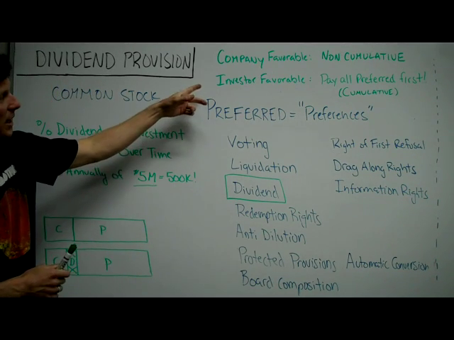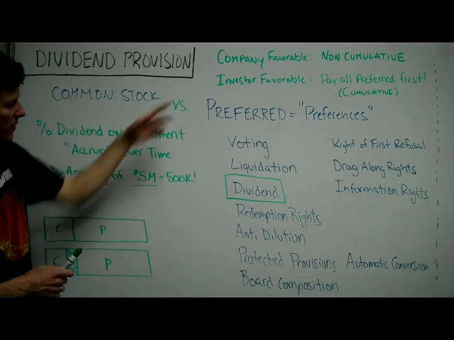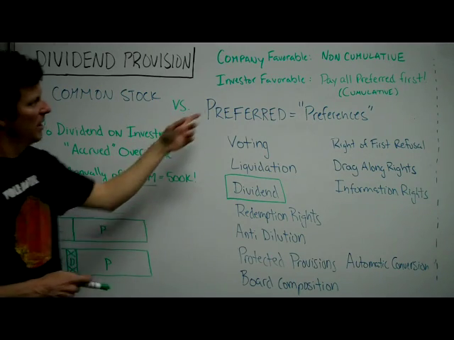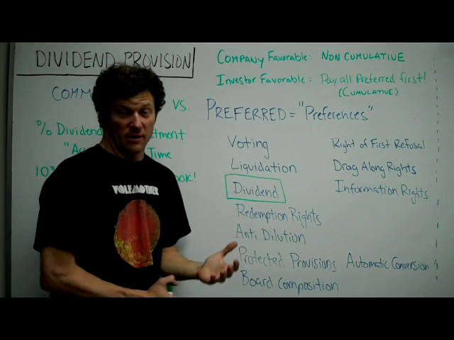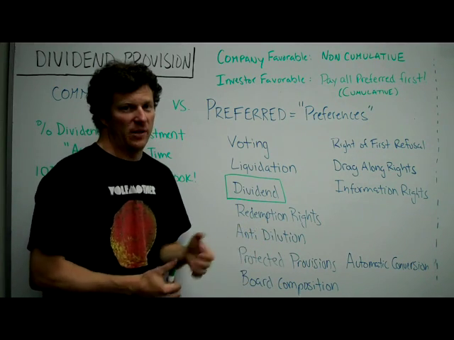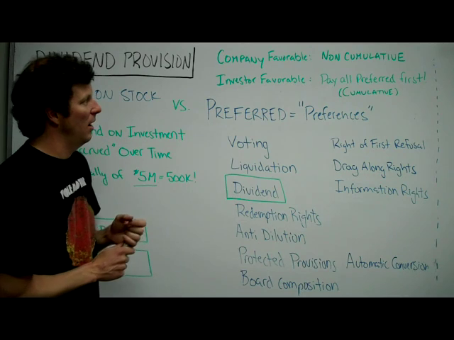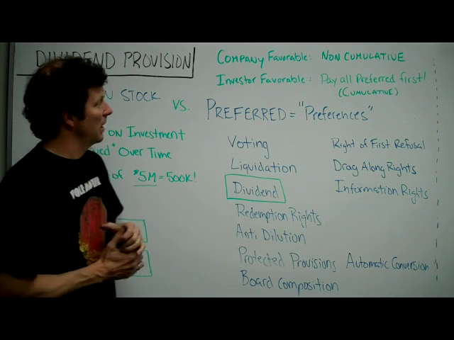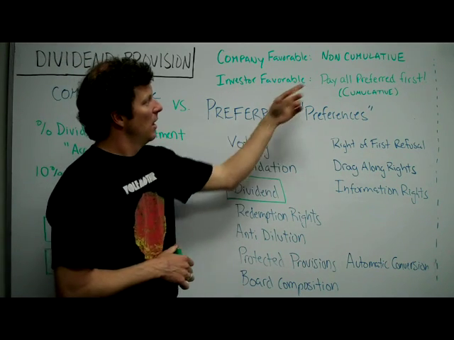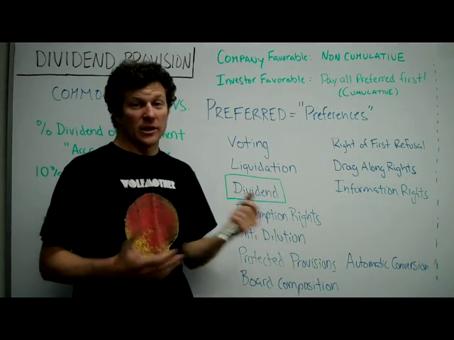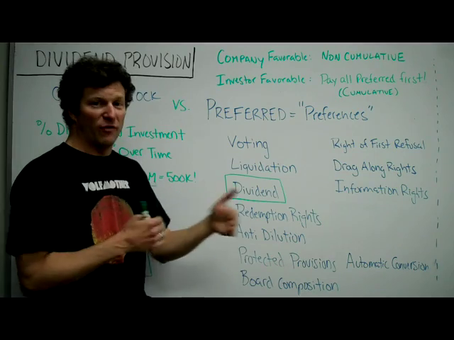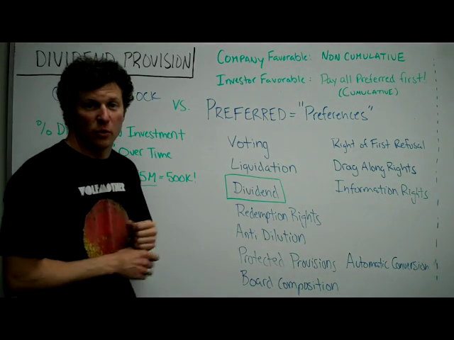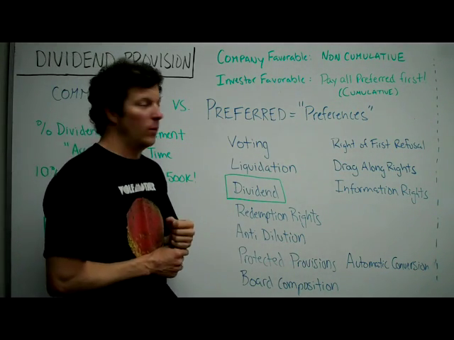So let's look at company favorable versus investor favorable, and then we'll kind of talk about the math. A company favorable situation would of course be no dividend. The company doesn't want to pay the investors a dividend, but since the dividend provision is fairly common in these investment rounds, company favorable would be non-cumulative, meaning that every year it doesn't stack up. I just pay it if I can, and if I can't, I don't. If the board decides that the company can't pay it, we won't.